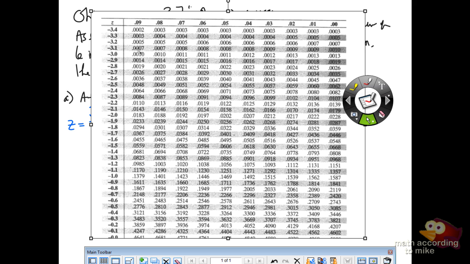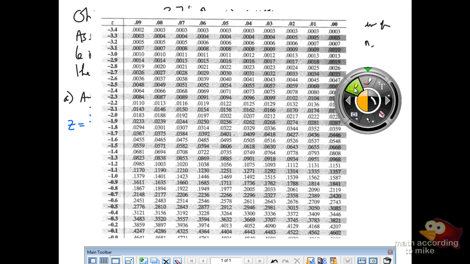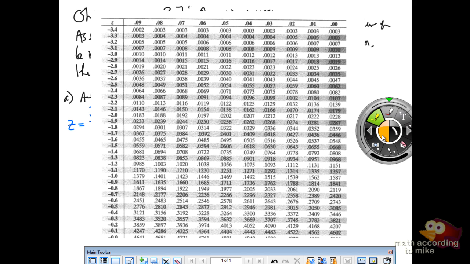So we want the z that says negative 0.17. What you are looking for is the negative 0.1 row, so this row here, and now you're going to look at the 0.07 column, which is this one here. What number is in the negative 0.1 row, 0.07 column? 0.4325. Does everyone see that on their chart? Okay.